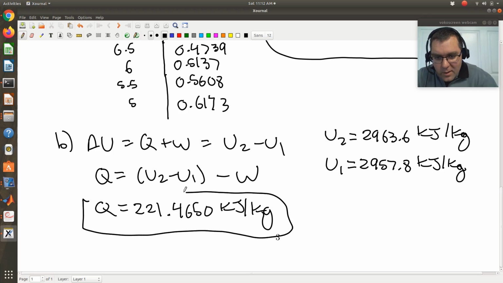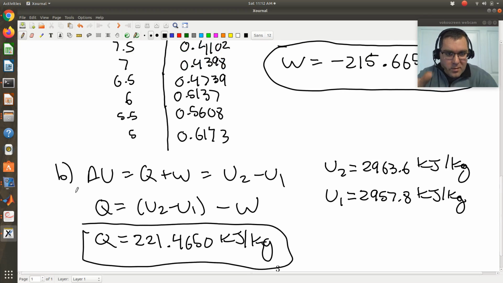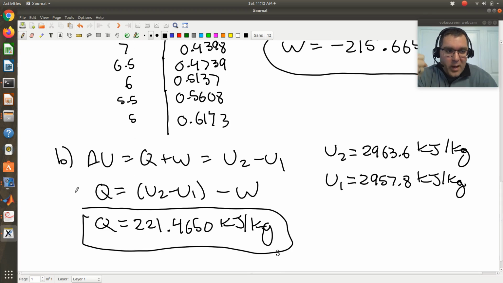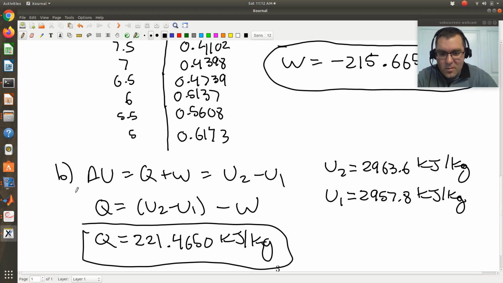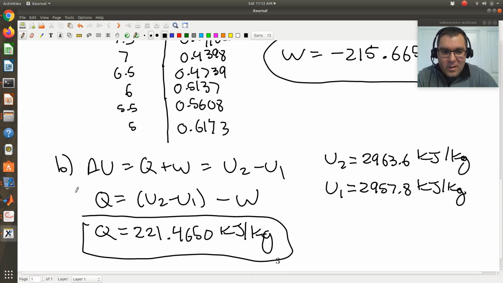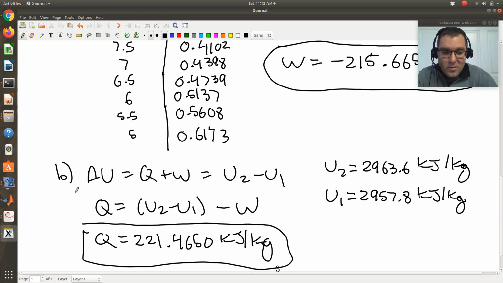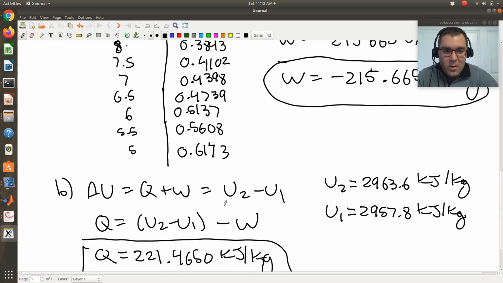All right, and my answer makes sense, because my system's expanding, so work is negative, work is being done by my system on the surroundings. Q is positive because in order to get my fluid to expand, I need to add heat. Notice the Q and W are not exactly the same. The difference is equal to that difference in internal energy. Okay, cool. Hope that helps.